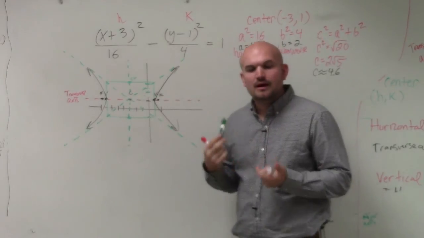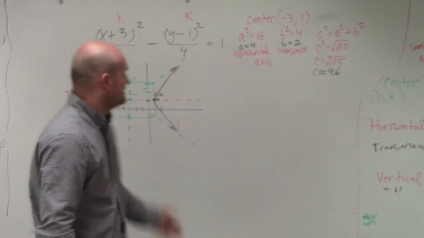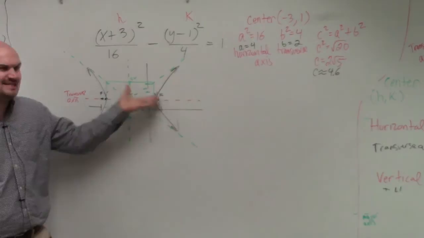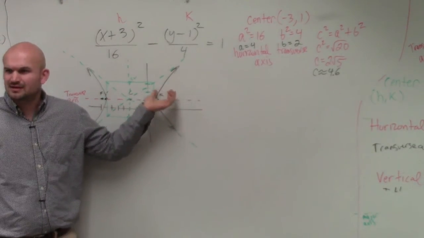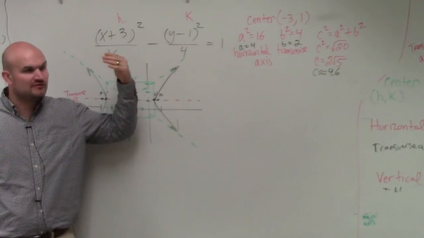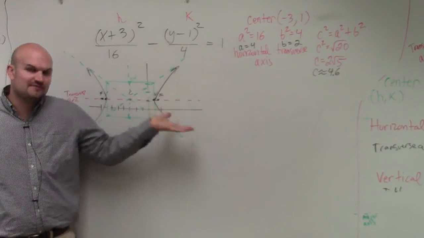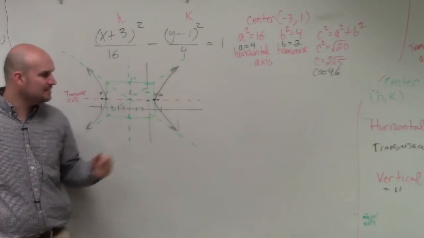OK? However, what I wanted to add, and again, is it pretty easy? Once you guys graph it, it's pretty easy to find the vertices, right? If you know what the center is, just move over 4, correct? Does that kind of make visual sense to find the vertices and the foci? So graphing it can help you find that information.